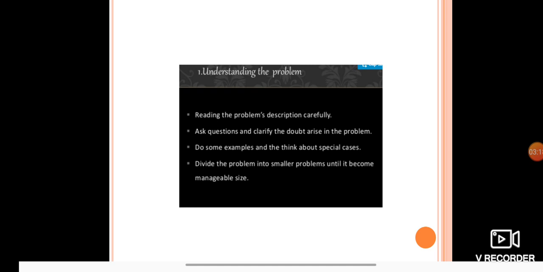The first step is understanding the problem. We saw in the last lecture what is understanding the problem. Read the problem description carefully, ask questions and clarify the doubts that arise in the problem. Do some examples and think about specific cases.